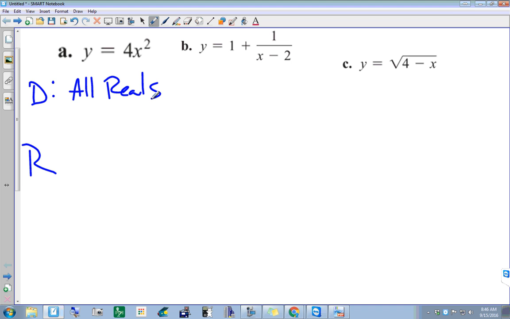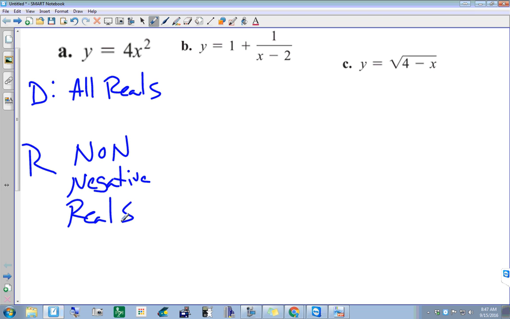Okay. This is, again, where we want to look at positives, negatives, and zeros. Okay? If I put a number in here, will I always get a positive out? Positive number in, positive number out, right? If I put in 0, what do I get? If I put in a negative number, what do I get? Positive. So, this would end up being non-negative reals. Or we would just say non-negatives.